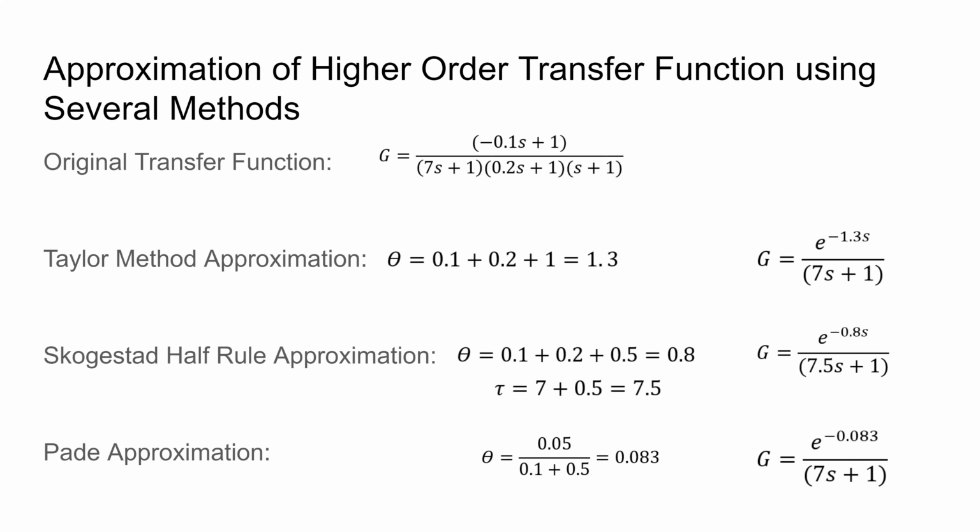And the final approximation you can use is the Padé approximation, which is a little bit more complicated math, but you can see it gets you a theta value of only 0.83, which is much smaller than the other ones given by the other approximations here. But the transfer function still has the same form of e to the negative 0.83s over 7s plus 1.